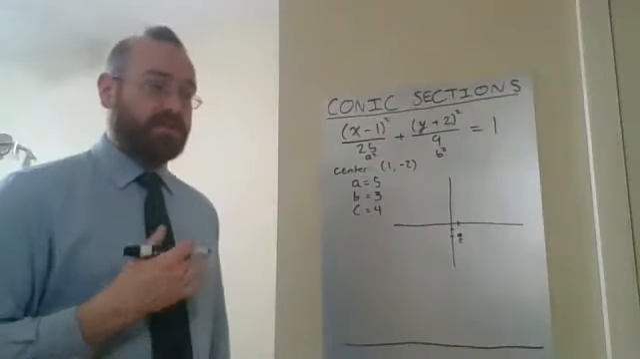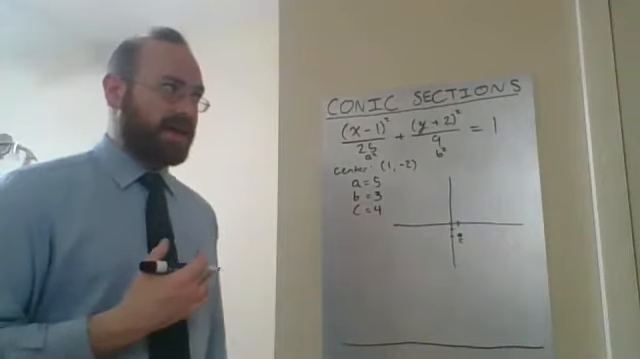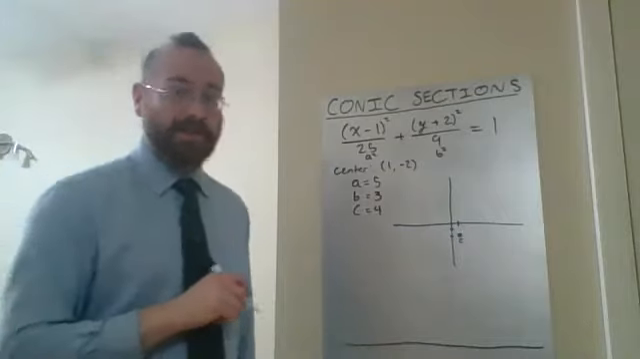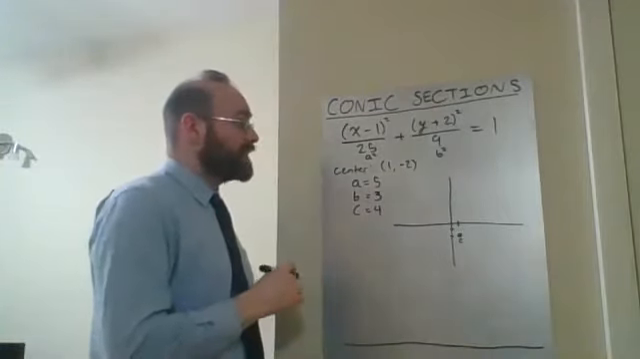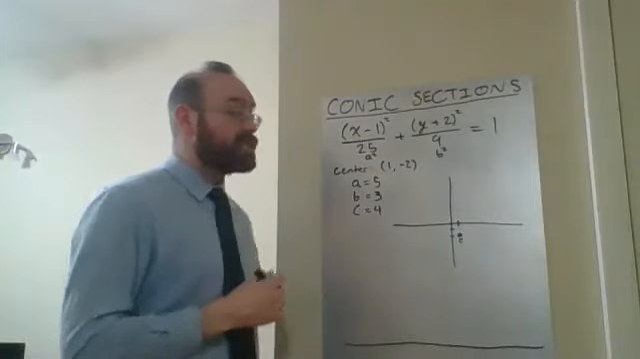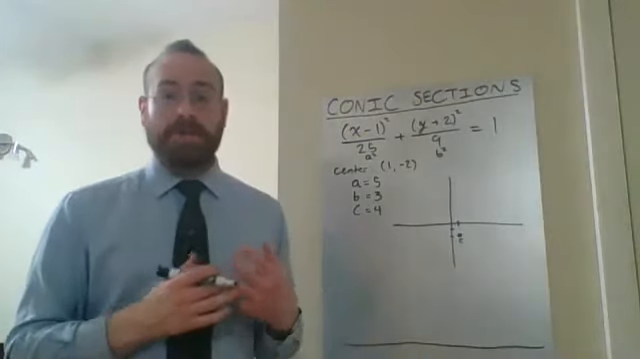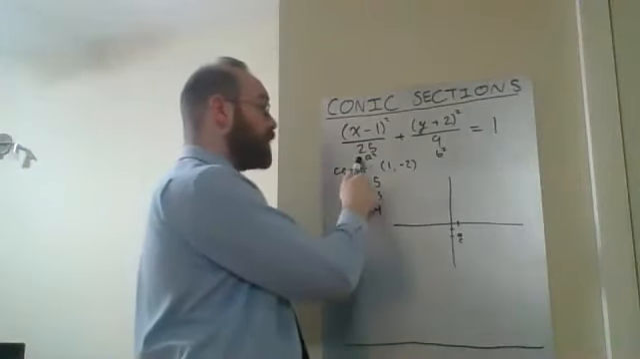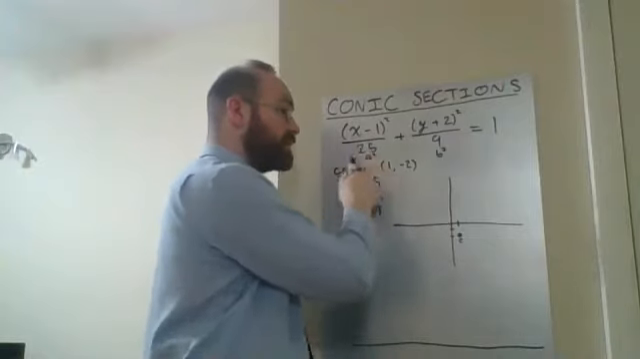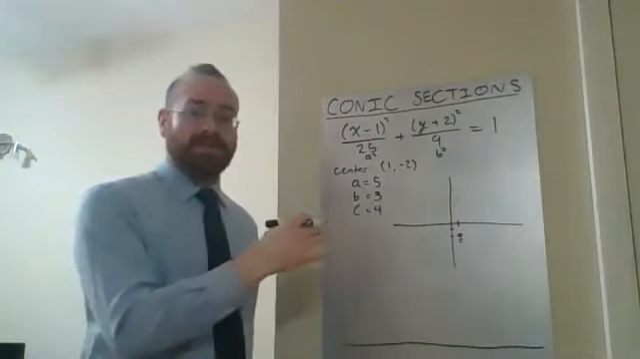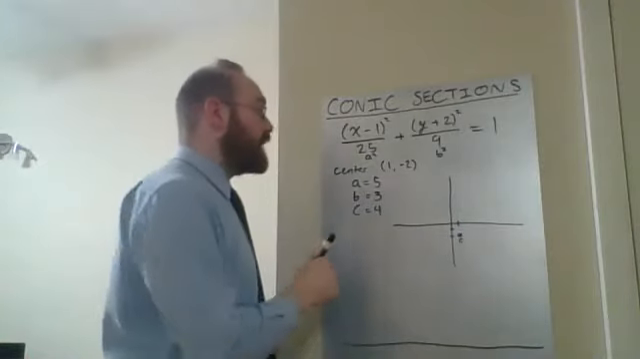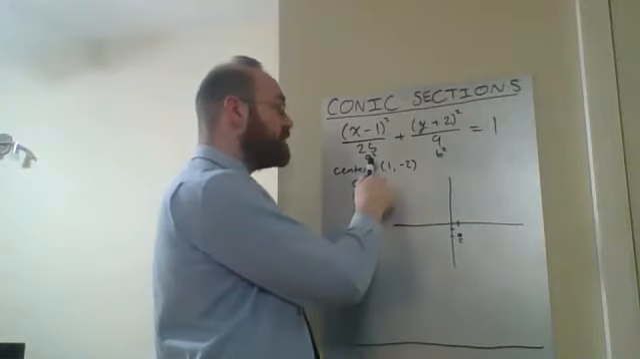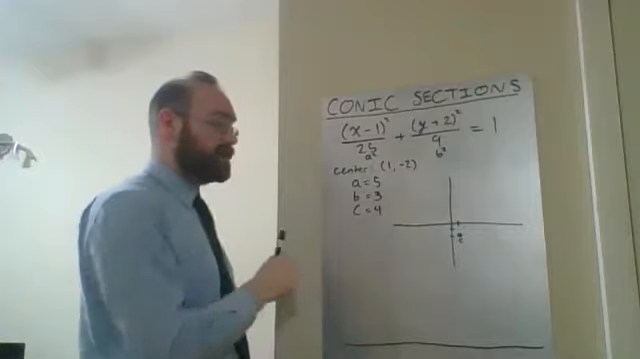I'll use points like V for vertex, or that reminds me, I didn't define the vertex. Well, we'll get to that in a moment. So in fact, that's where we are. The vertices are the endpoints of the major axis. So in this case, because our major axis, our A squared, is with x, our major axis will be horizontal. And each of those vertices is 5 units to the left and the right of our center.